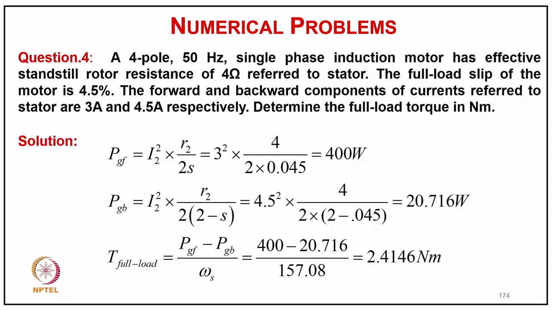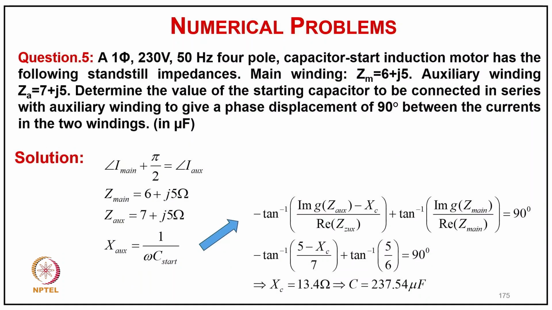So PGF equals IF² R2 by 2 upon s. So it comes to 3 square into 4 upon 2 into 0.05, so 400 watt. PGB, calculating it, comes to 20.176, and the load torque is (PGF minus PGB) by ω, putting the values it comes to 2.41 Newton meter.